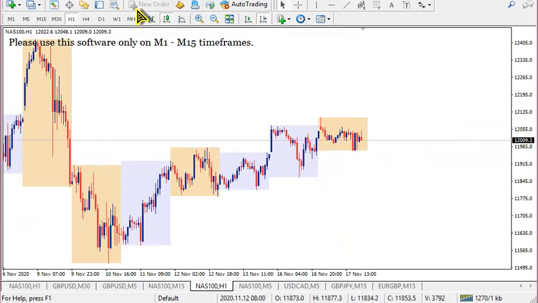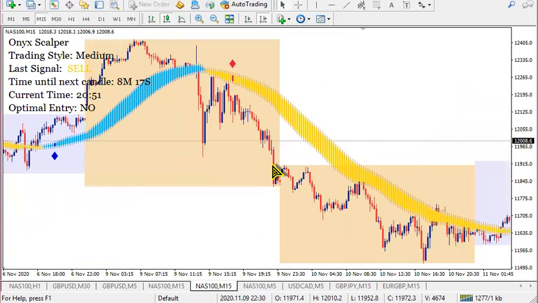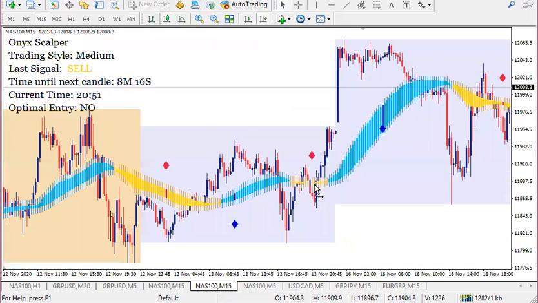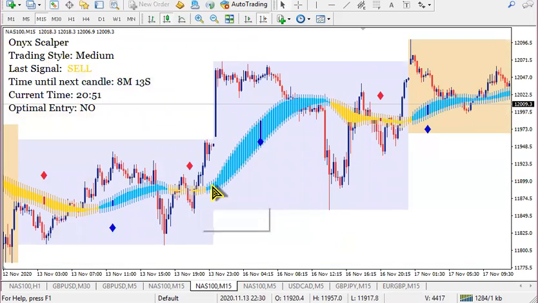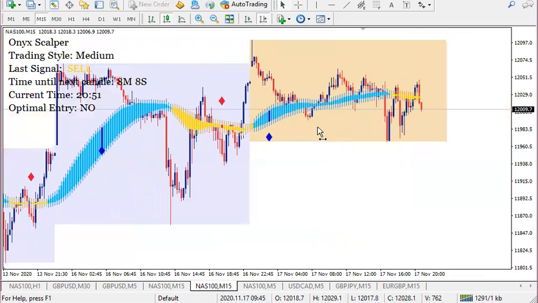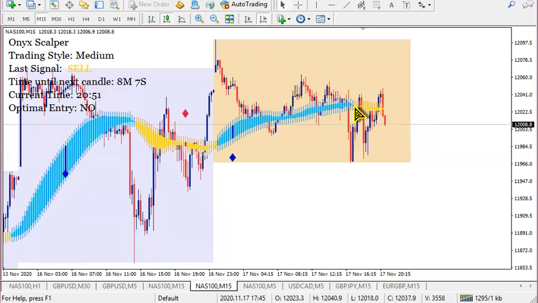Let me just go to the 5-minute chart now and show you what Onyx Scalper looks like. So this is Onyx Scalper. This is what it looks like. You buy when this blue thing appears, and then you sell when this yellow thing appears here. That's typically all you do. You see there, you sell.